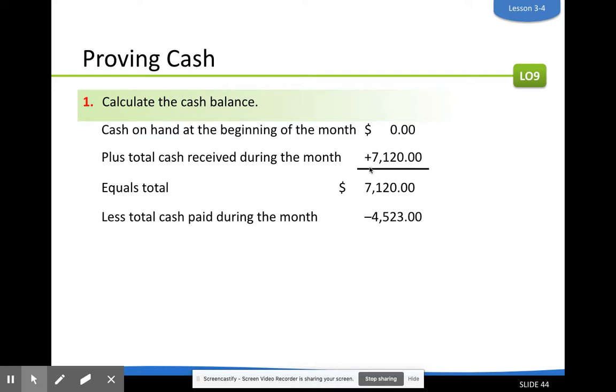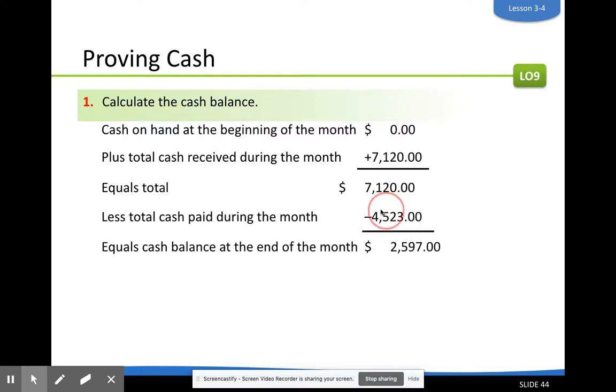So sure enough, we have 7,120 that we've added. 0 plus 7,120. Then we're going to subtract our cash credit amount, 4,523. That's the amount of cash that we have spent. And based on our calculations, we should have $2,597 in the bank account.